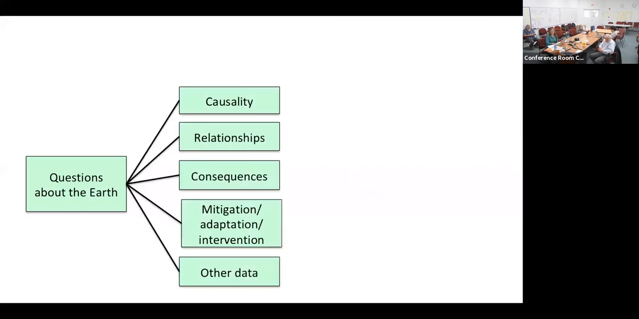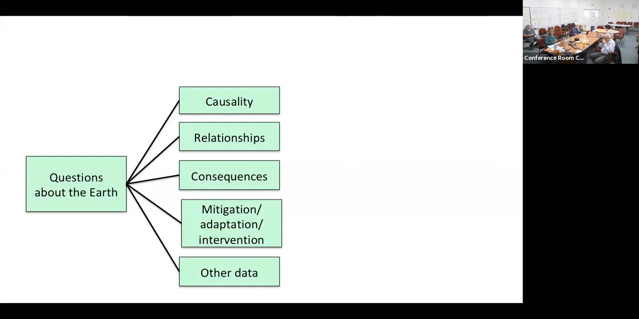So to start with, questions about the Earth. There were questions about causality. Why is the Earth the way it is? And questions about consequences. Given that the Earth is the way it is, what impact might that have on life, on humanity, on other physical systems? And then there were questions about relationships, where it was clear that a student was trying to relate what they were seeing in the map to something else, but we couldn't tell whether or not they thought it was causality or consequences.